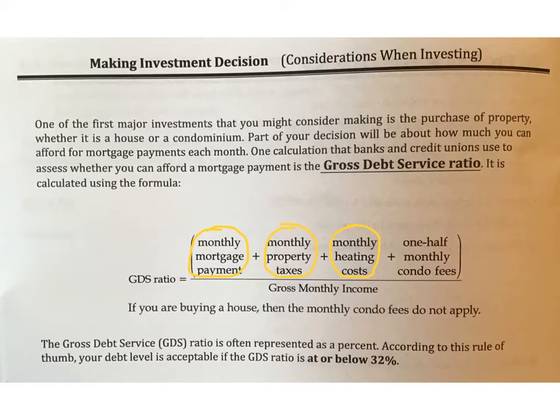And then if it is a condo, in the gross debt service ratio, there's 1/2 of the condo fees. Most of the ones we're going to be doing are for houses, so we're not going to be including any kind of condo fees. So you have to add that all together. Make sure in your calculator you put brackets so that it adds all together. And then you divide that by the total monthly income of whoever's going to be paying for this house. Whether it's just one person or a couple, you would add their incomes together.